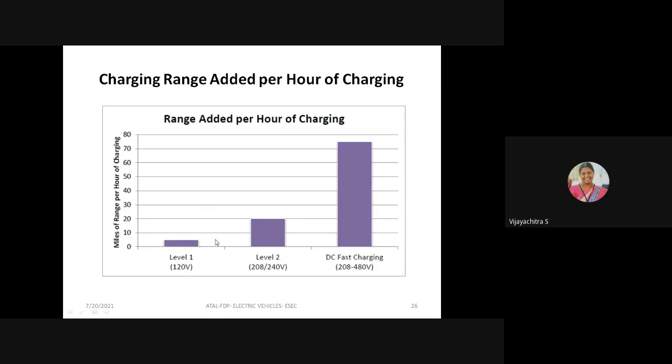This is the charging range added per hour of charging. If you take level 1, the miles of range per hour of charging will be minimum. It can be operated with 120 volts. If you take level 2, then 20 miles per hour of charging, at 208 or 230 volts operating voltage. And DC fast charging can provide nearly 73 miles per hour of charging, with 208 to 400, 480 volts. But nominally, 400 volts can be utilized for DC fast charging.